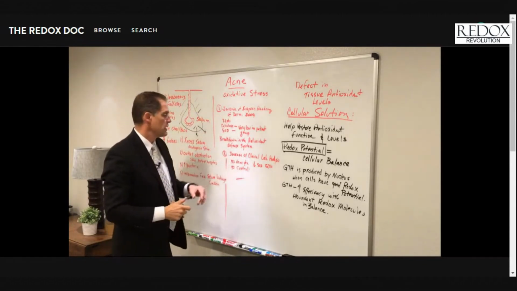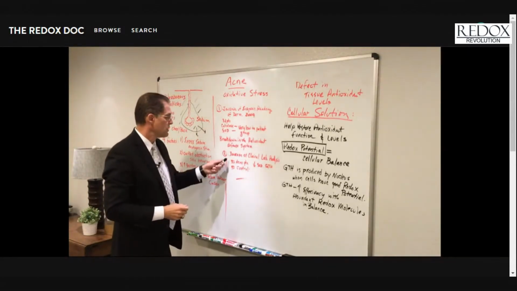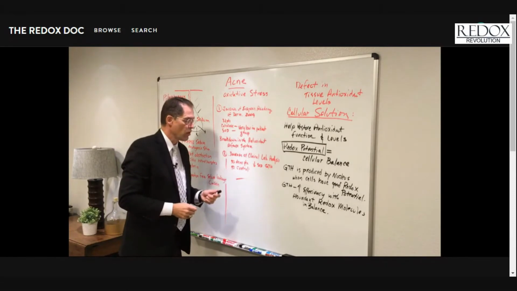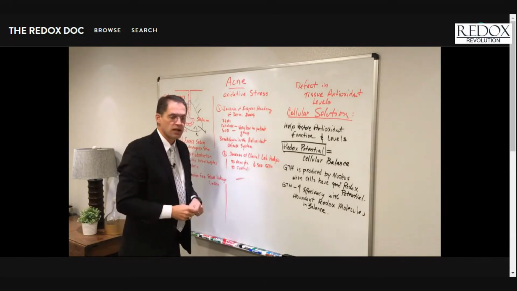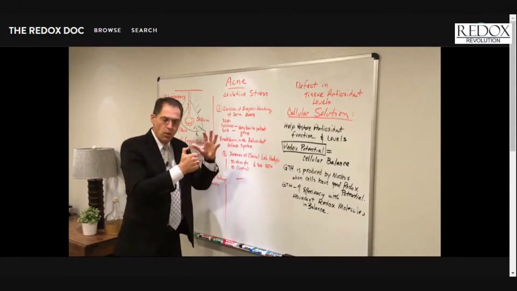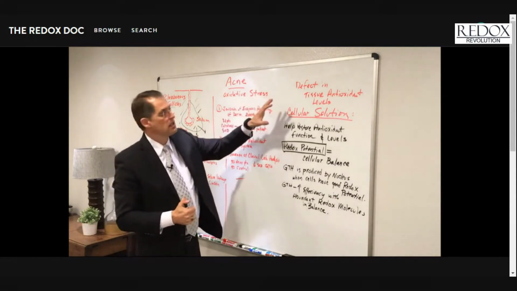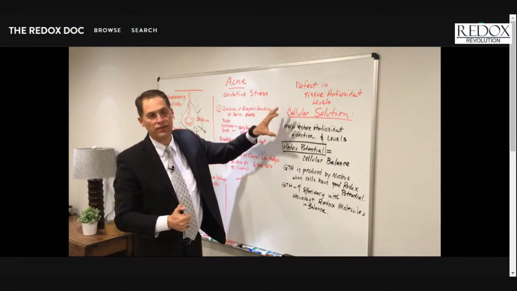So another study, in the Journal of Clinical Laboratory Analysis, looked at 50 acne patients and 50 control patients. And once again, superoxide dismutase and glutathione were both very low in these patients. What's the message here? Well, there's a defect in the tissue antioxidant levels.